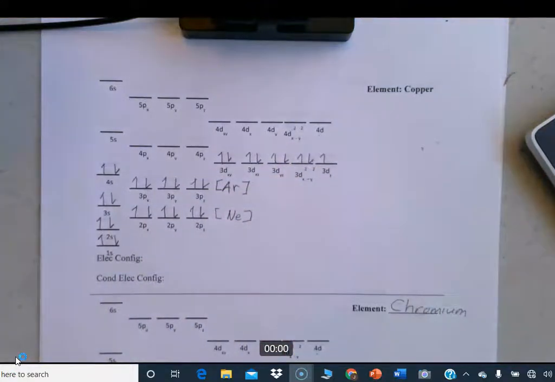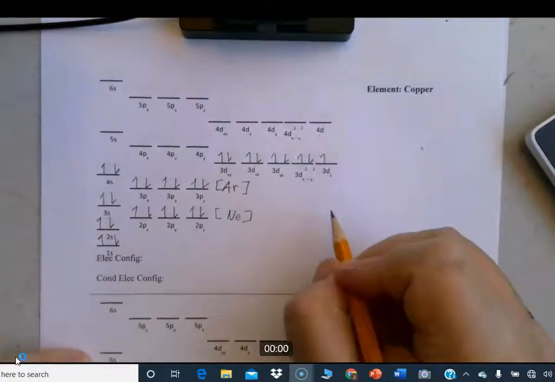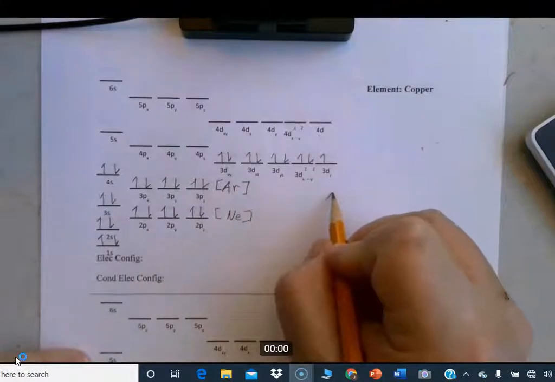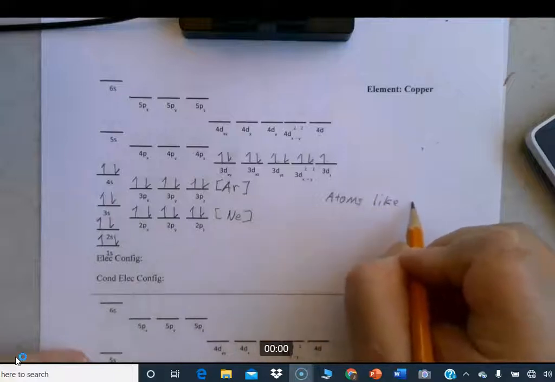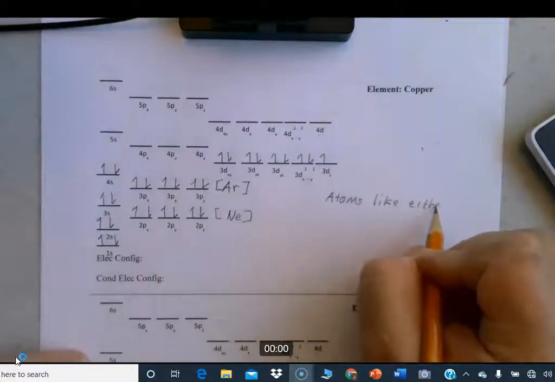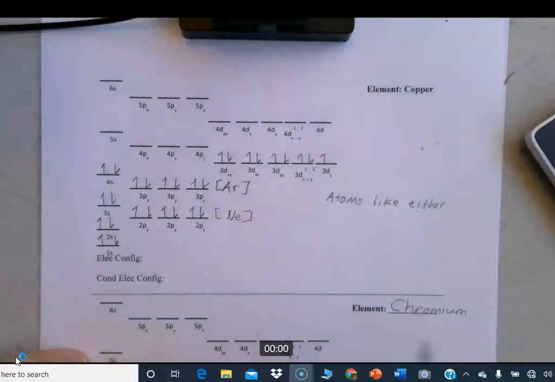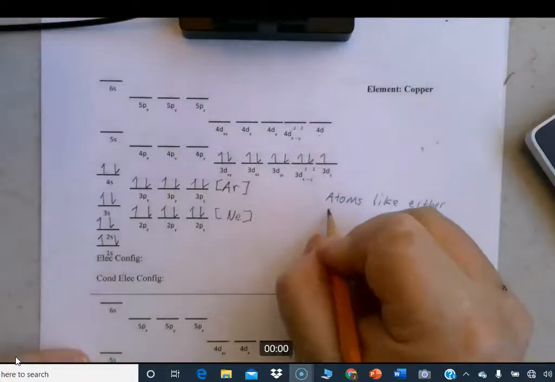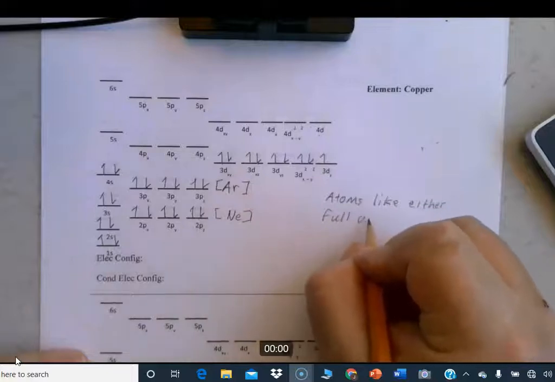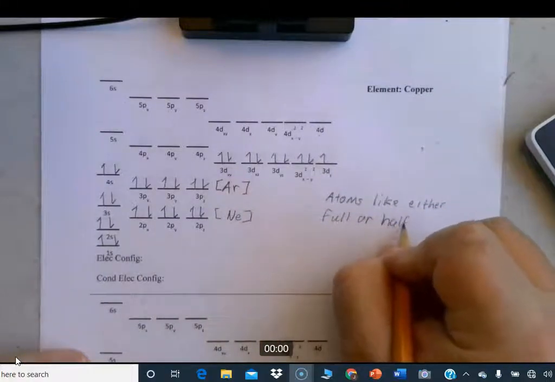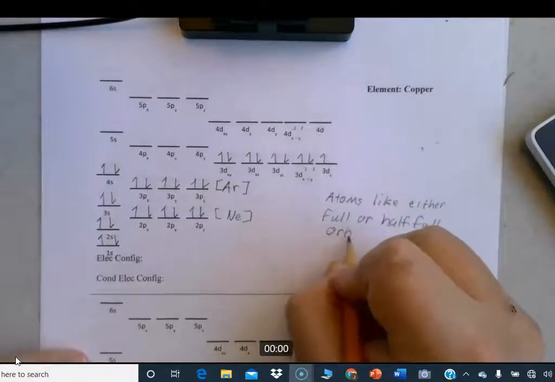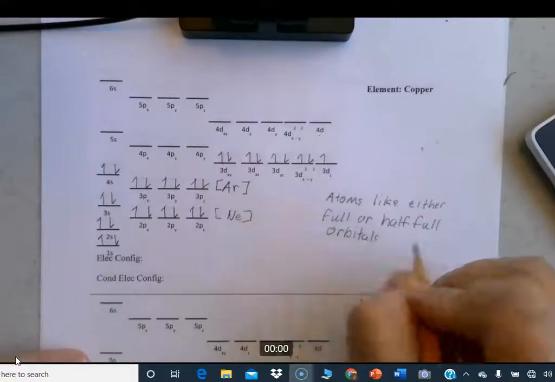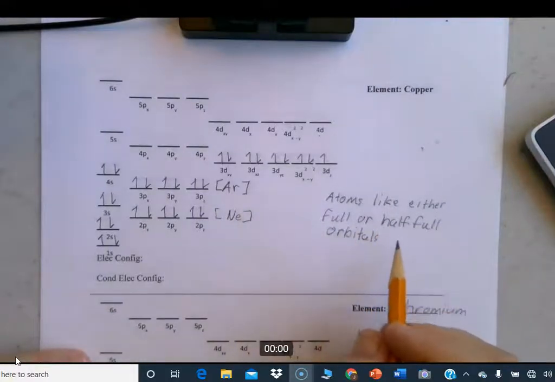Now, you would think that we would be done, but we're not. Here's the rule you have to remember. Atoms like to have either full orbitals, that would be like the octet rule, like a noble gas. So they either want full or half full orbitals. So here's an example of that. Atoms like either full or half full orbitals.